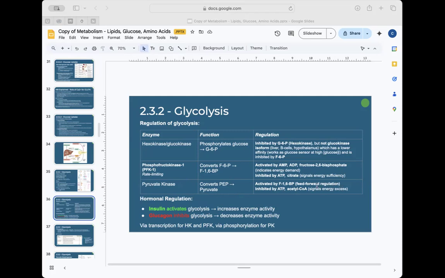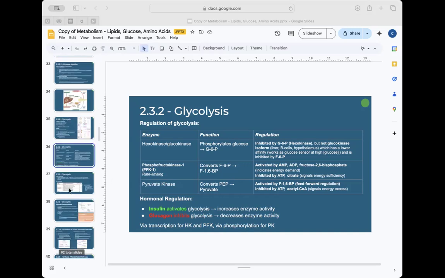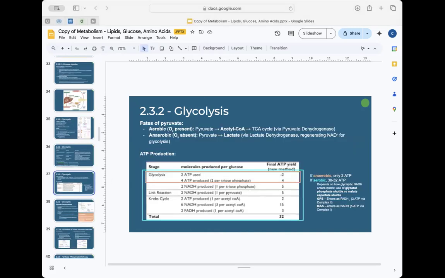And hormonally, insulin basically says go, glucagon says stop. And that's via transcription for hexokinase and phosphofructokinase, and by phosphorylation for pyruvate kinase. Cool. More glycolysis. I'm just keeping an eye on the time.